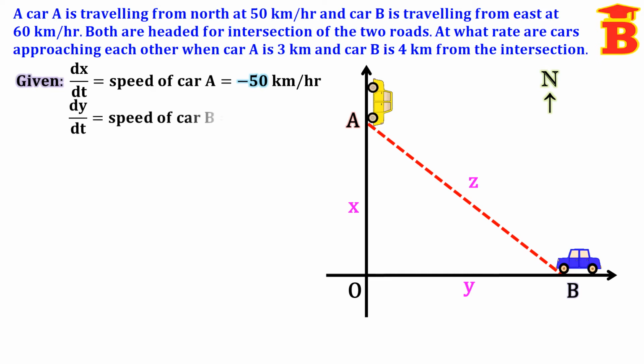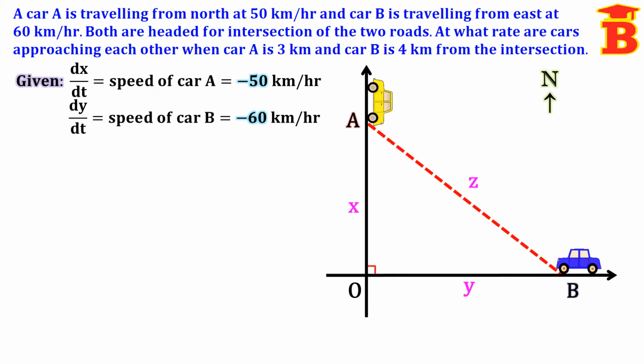Similarly, the speed of car B is given as 60 km per hour. We have to take that also with a negative sign because it is moving in the opposite direction. That means the distance is decreasing. So that is why we put the negative sign here. Car B distance is y. Speed means rate of change of distance, that is dy by dt.